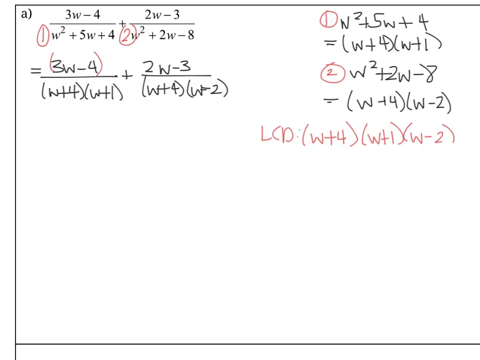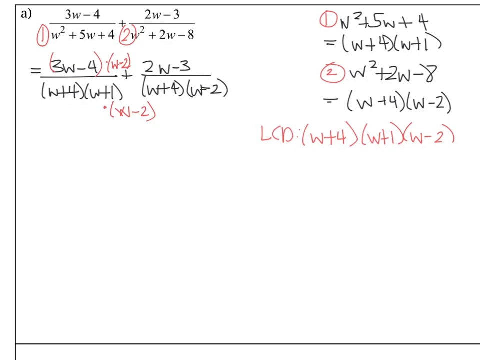So make sure you've got brackets in the top. So I'm going to multiply, I can't really squeeze it in there, so I'm just going to sort of multiply it underneath, but I'm going to multiply this denominator by w minus 2, and also in the numerator, I'm going to multiply it by w minus 2.